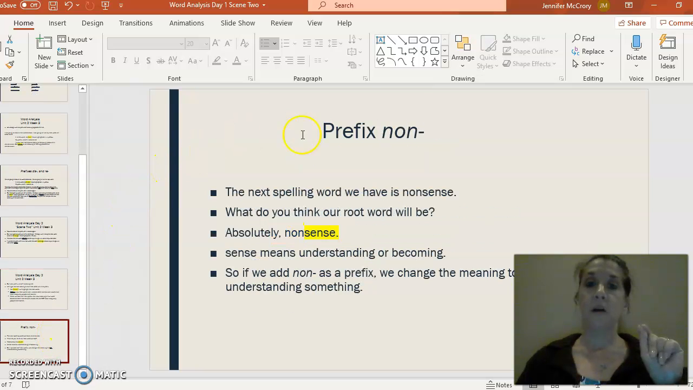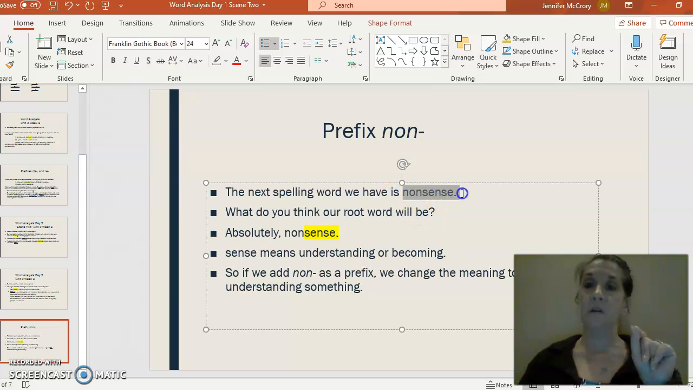Now, let's take a look at our next vocabulary, our spelling word. The next word that we have is nonsense. And let's underline this one here. And what do you think our root word is going to be? Absolutely. It is highlighted right here, but you knew it ahead of time. It is the word sense.